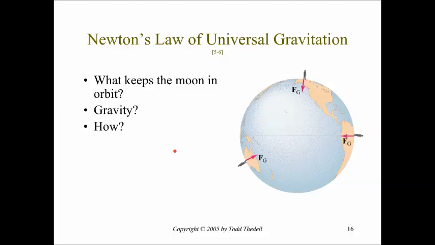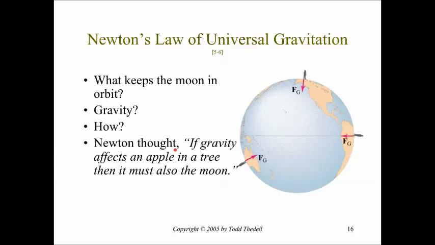So his thought was that if the gravity that affects an apple in a tree, it might also be what affects the moon. So he did some observations and such. He didn't really get hit in the head with the apple like some of the cartoons show you. Okay, so we're going to look at what Newton's law of universal gravitation is.